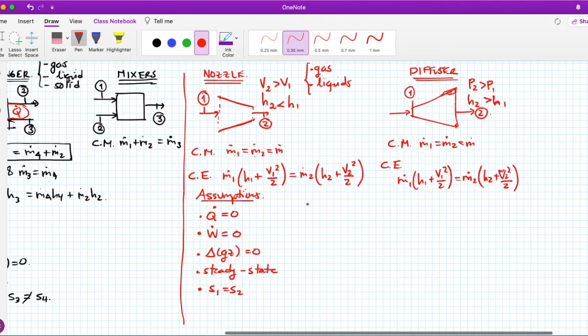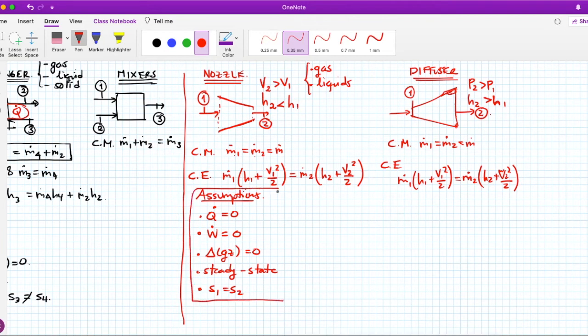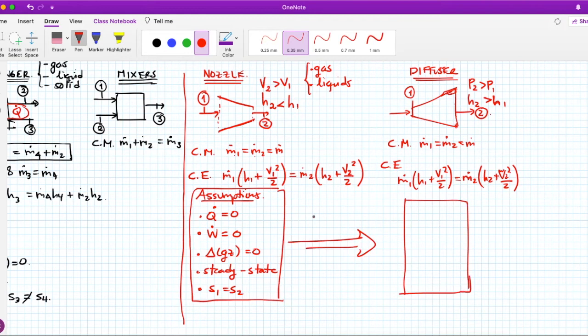And the assumptions are the same. So I'm just going to put it like this. Assumptions for a diffuser are just these same things. They are equal, okay? I'm going to put it here: same assumptions.